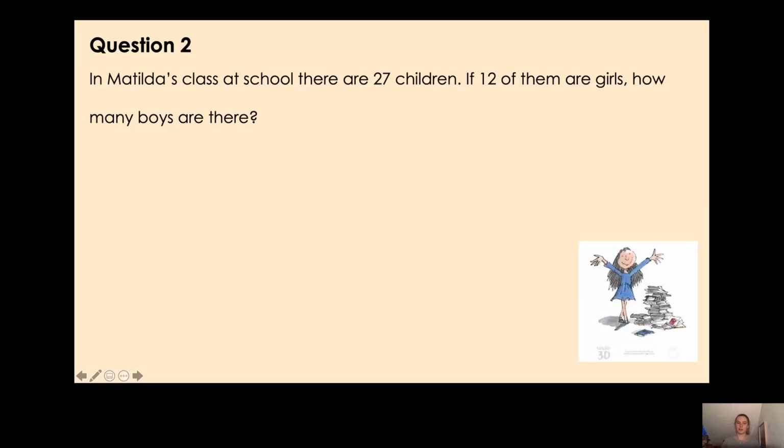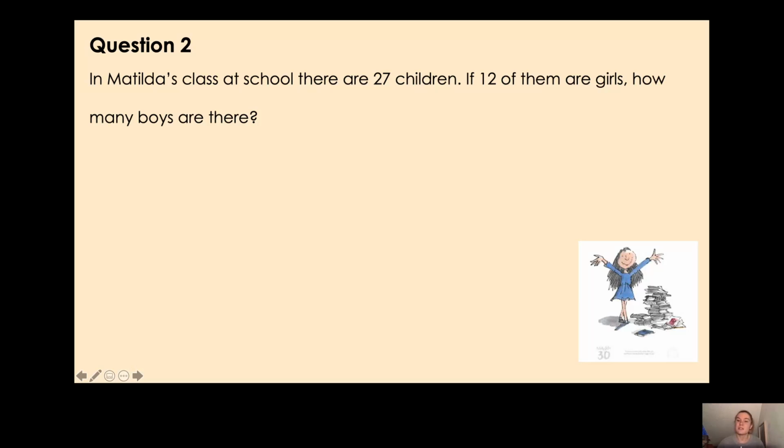Okay, question number 2. In Matilda's class at school, there are 27 children. If 12 of them are girls, how many are boys? Okay, so again, are you going to need addition, subtraction, multiplication, or division here? Pause the video now and have a go at this question. Okay, so let's go through the answer.